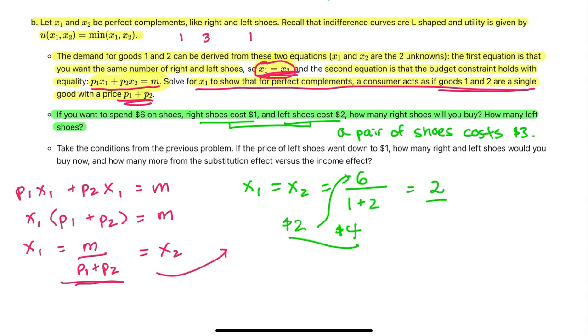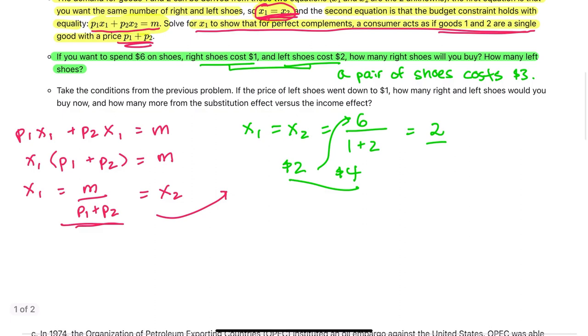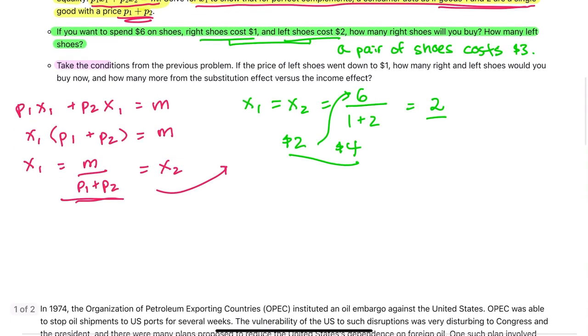All right. So now we're going to, in part C, or the third part of question B, take the conditions from the previous problem. If the price of left shoes went down to $1, how many right and left shoes would you buy now? And how many more from the substitution effect versus the income effect? So, price of left shoes falls to $1. Left shoes were $2. So I'll label this the original.